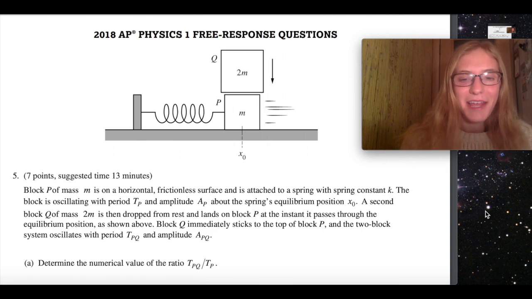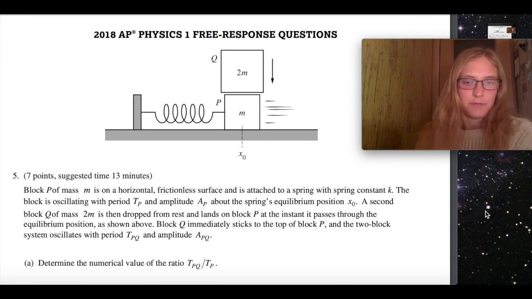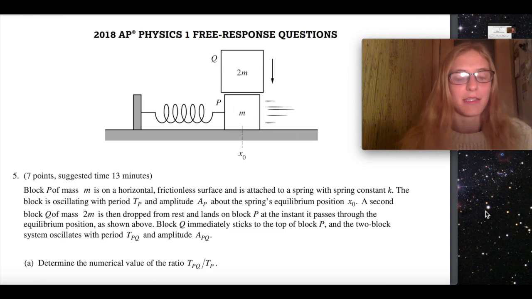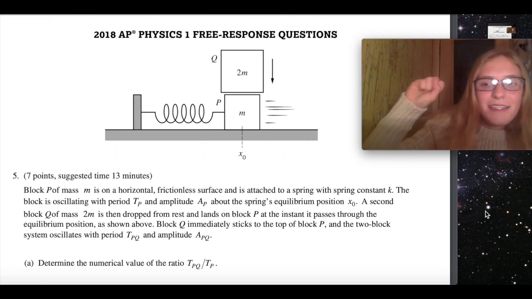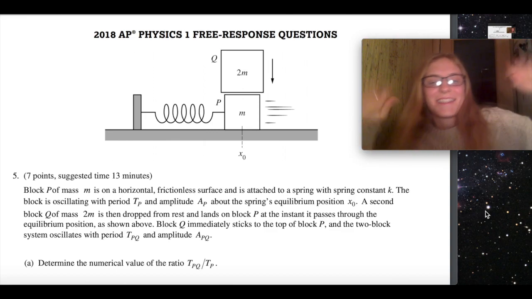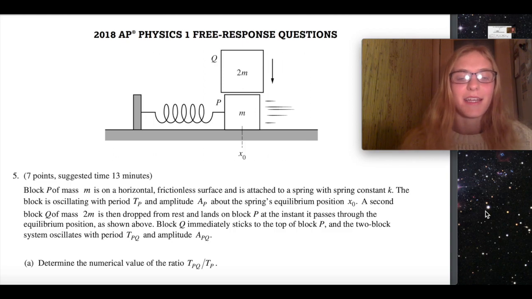Anyway, and amplitude AP about the spring's equilibrium position x0. A second block Q of mass 2m is then dropped from rest and lands on block P at the instant it passes through the equilibrium position as shown above. Block Q immediately sticks to the top of block P, and the two-block system oscillates with period TPQ and amplitude APQ.